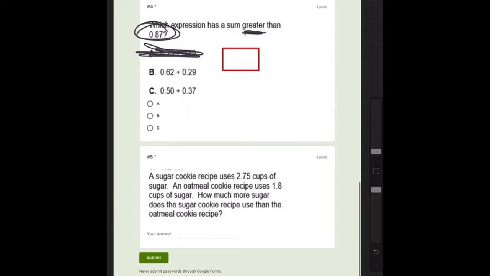Next one, a sugar cookie recipe uses 2.75 cups of sugar. An oatmeal recipe calls for 1.8 cups of sugar. How much more sugar does the sugar cookies use than the oatmeal cookies? How much more tells me I need to subtract. My decimals are stacked. My placeholders have been filled in. Now all I need to do is subtract like normal.